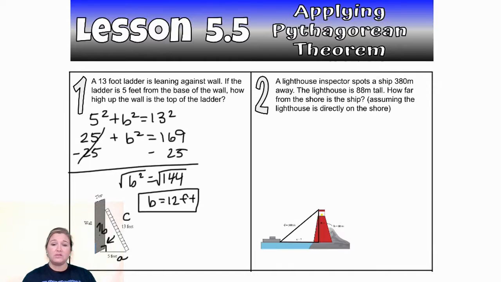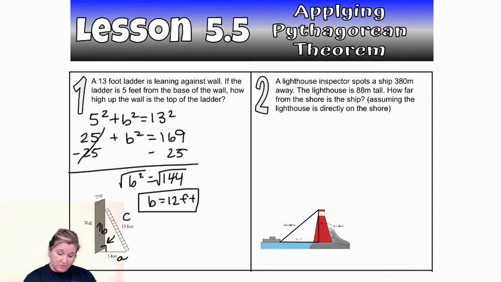All right, so now let's look at example 2 here. We have a lighthouse inspector who spots a ship that's 380 meters away. The lighthouse inspector is in the top of the lighthouse. The lighthouse is 88 meters tall, so that's how high up the inspector is. It's kind of what we're assuming, basically. How far from the shore is the ship, assuming that the lighthouse is directly on the shore? So basically, what is this bottom piece there?